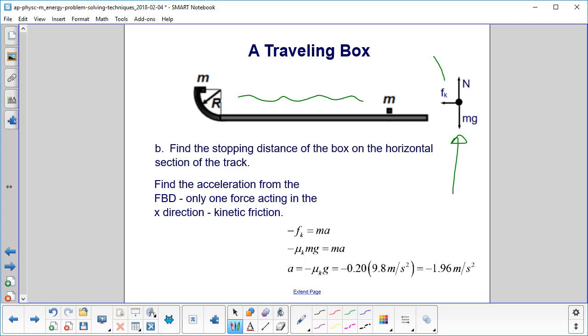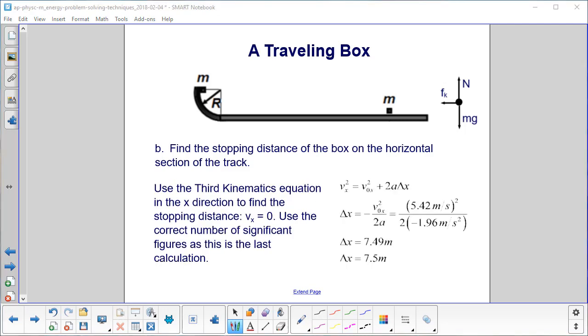So we have minus F sub k equals ma. We substitute in the value for friction, which is mu times the normal, which is mu k times mg. The m's cancel, and we get an acceleration of negative 1.96 meters per second squared. Again, an intermediate solution, so we'll keep an extra sig fig. And now to the kinematics part of this solution. So this is kind of cool. In just a few slides, we use conservation of mechanical energy, then dynamics, and now kinematics.